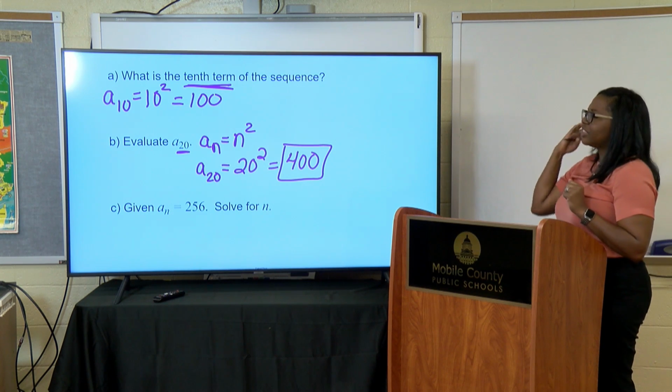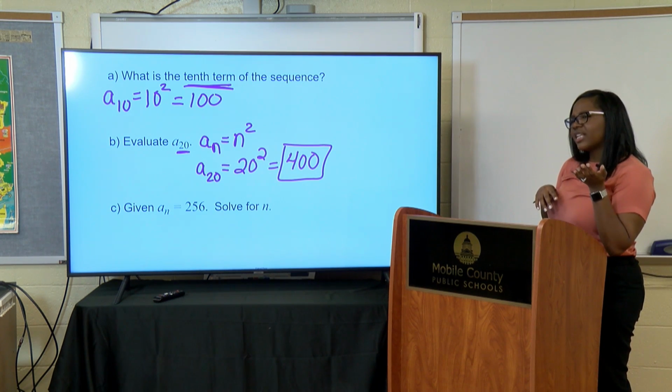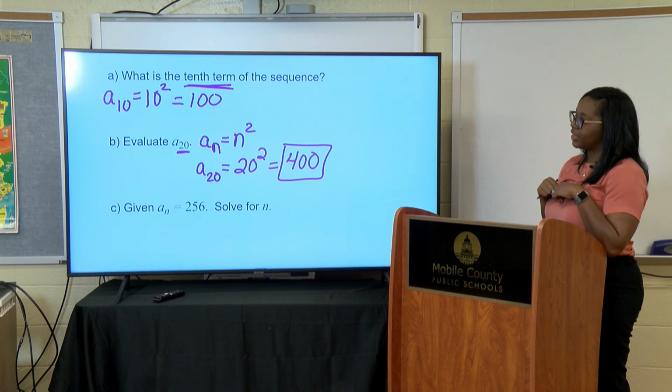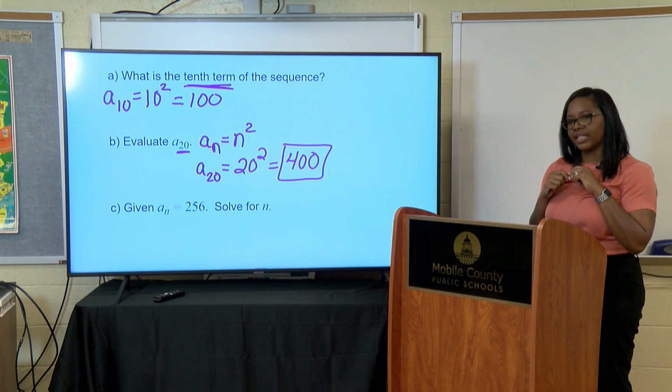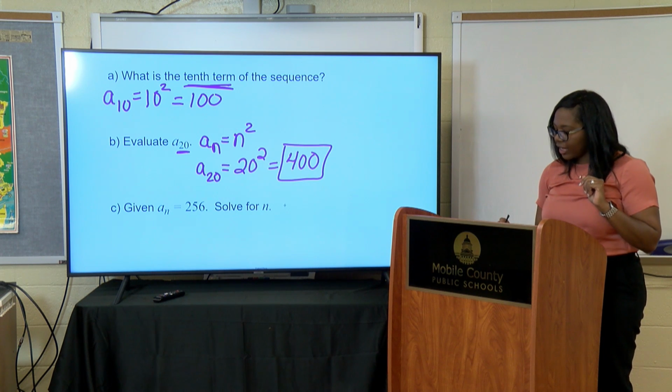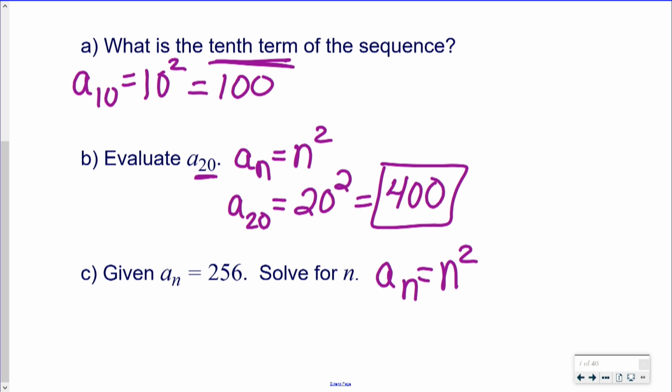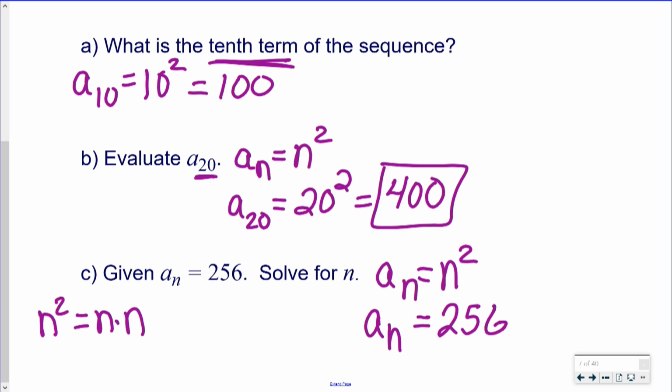Now part C is a little different. It tells us a sub n is equal to 256. Then to solve for n. Well, if I look at my equation, a sub n is equal to n squared. And remember, n squared is just n times n. I'm going to write that off to the side. N squared is n times n. They tell me, or my given is a sub n is equal to 256. If that's the case, n squared equals 256.